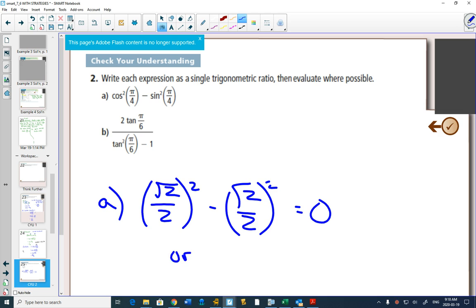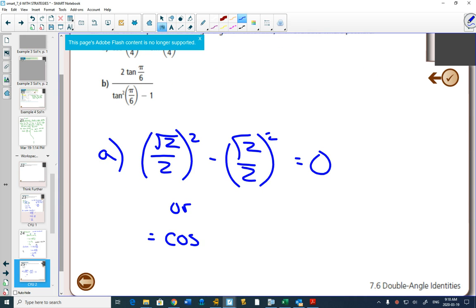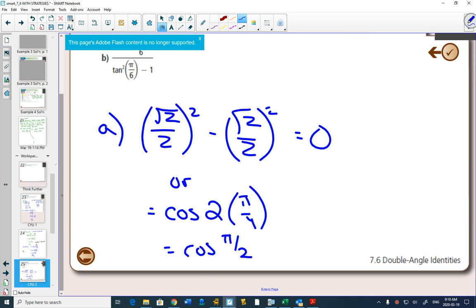Or you could use the identity that this matches up with cos 2 theta. And so you could say that it's equal to cos of 2 times pi over 4, which simplifies to cos of pi over 2, which is what is the x coordinate at pi over 2? 0. Yeah, perfect. In this case, the first one's better.